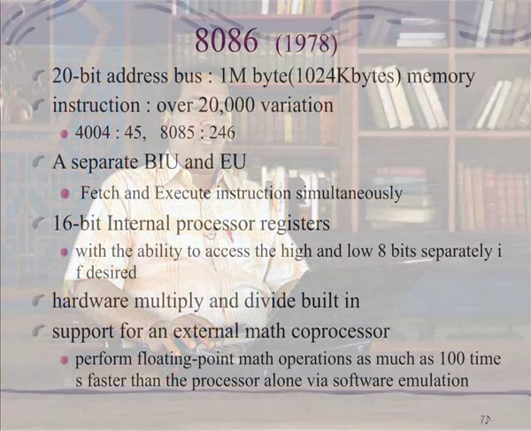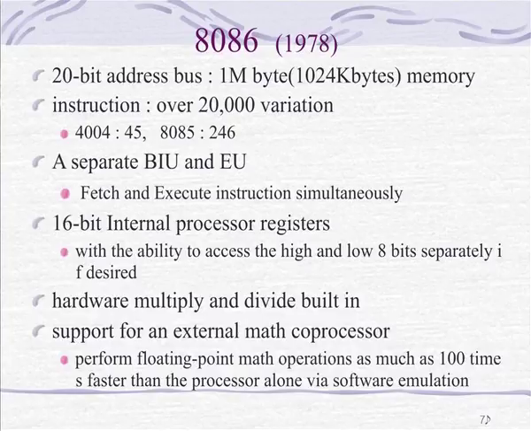Now let us come to the processor 8086 and its main features. The 8086 was developed in the year 1978. It uses a 20-bit address bus. It can access 1 megabyte of memory externally using the address bus of 20 bit. It has over 20,000 variations of instructions. A separate BIU and EU is available in 8086.